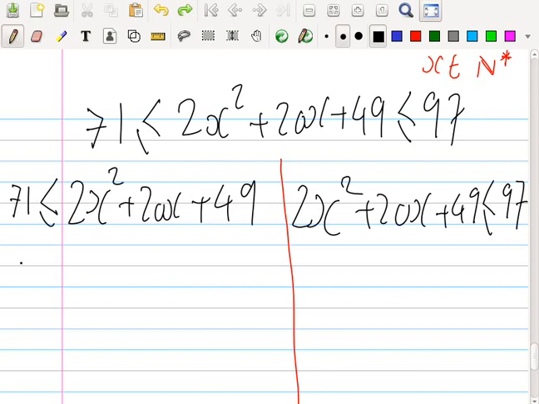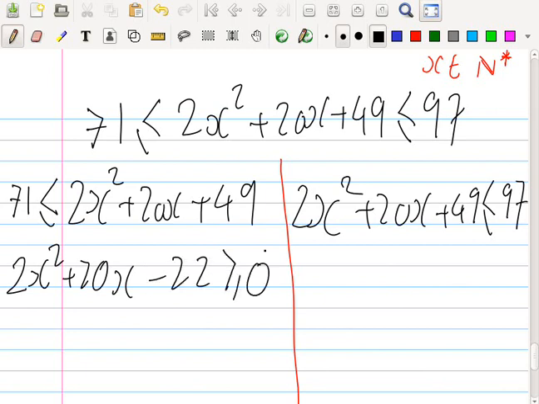Okay, so on the left I get 2x squared plus 20x, and then if I do here 49 minus 71 is minus 22, and then here 2x squared plus 20x, and then 49 minus 97 is minus 48. So 2x squared plus 20x minus 48 less than or equal to 0.